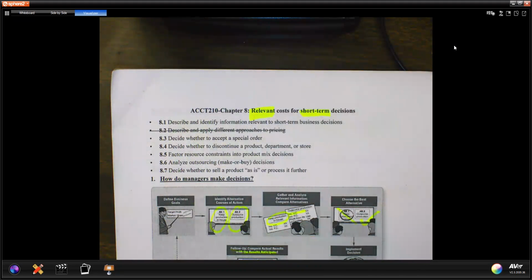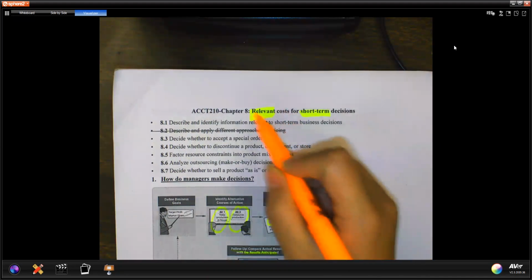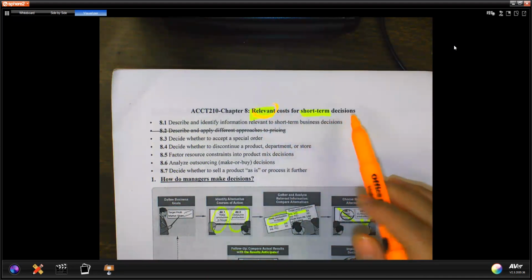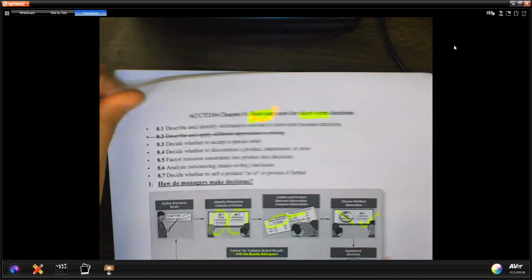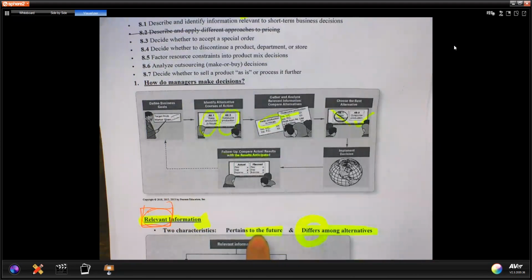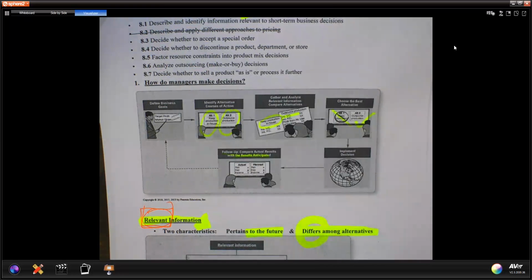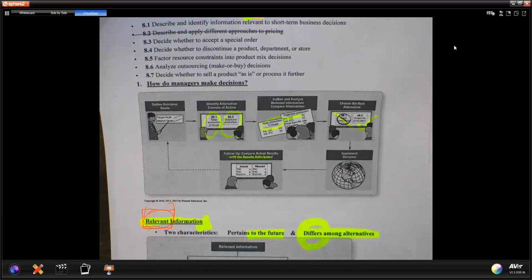This chapter is basically about one word, which is relevant, right? We said in the short term, we just think about relevant information. And how can it be relevant? It has to happen in the future and differ among alternatives. So you have to focus on the things that make a difference: incremental, extra. If they are the same, no matter whether you do this or that, then that information will not be relevant.